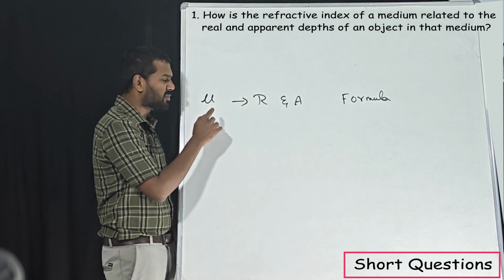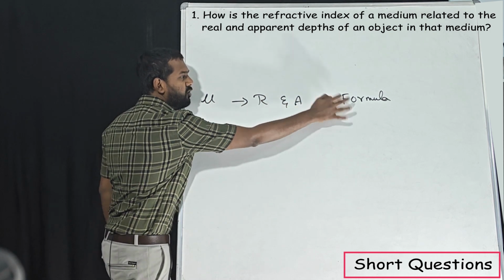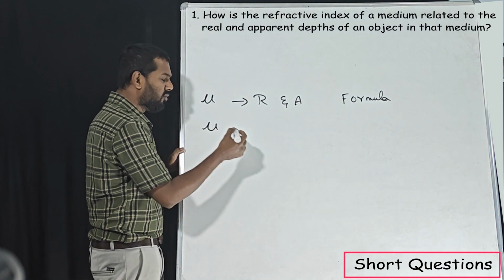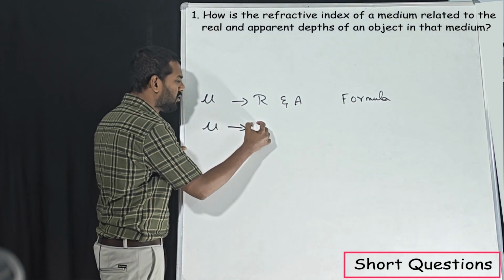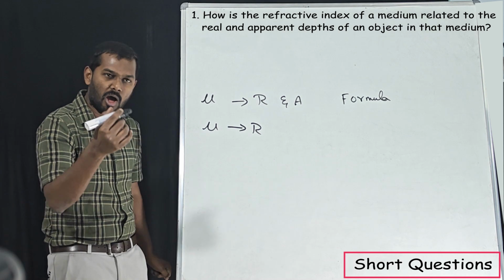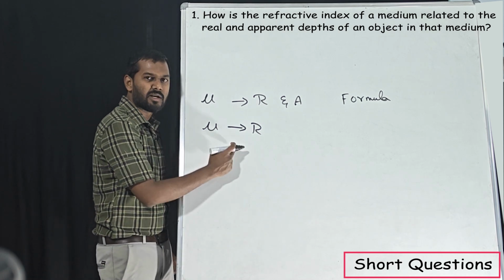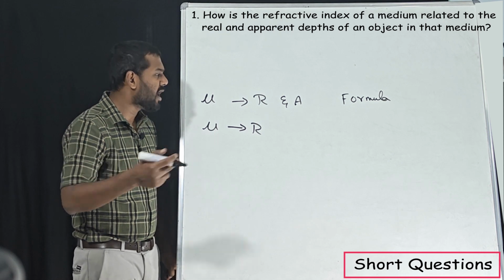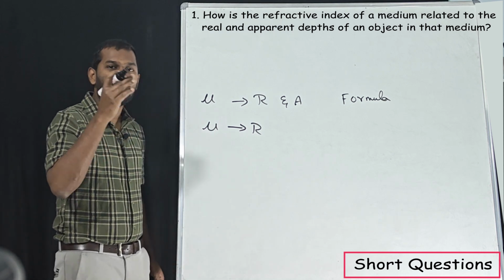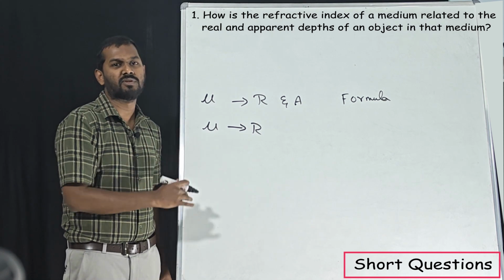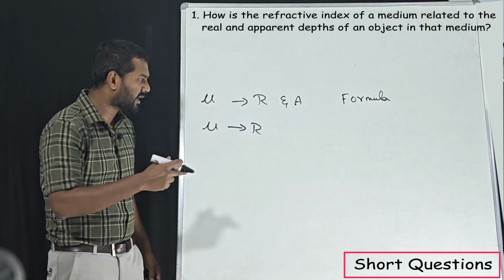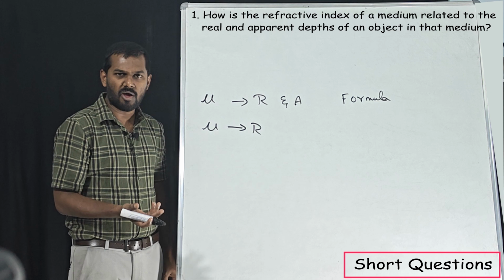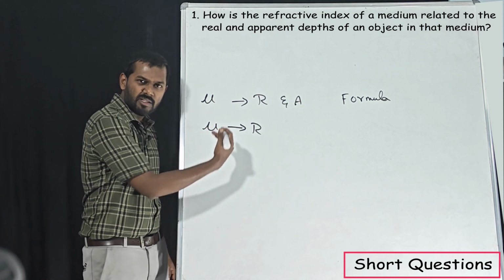If they are asking a relation between three physical quantities, then go for the formula. If they are asking how refractive index is related to only real depth, or how refractive index is related to only apparent depth, then instead of going for formula, you have to write whether they are directly proportional or inversely proportional. Whether they are directly proportional or inversely proportional, that depends upon the formula. Or else you can write the formula itself.